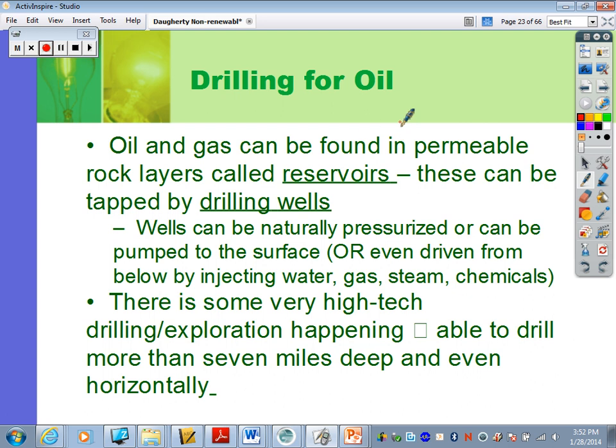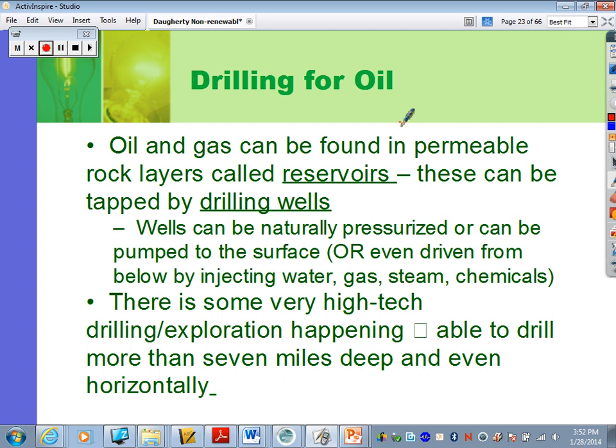Okay, so drilling for oil. It says oil and gas can be found in these permeable rock layers called reservoirs, and they can be tapped by drilling wells, which we've looked at some pictures of earlier. These wells can be naturally pressurized, meaning there's built up pressure, so you could just tap a hole into it and the oil would come flowing up on its own, or they can be pumped to the surface. Or they can even be driven from below by injecting water, gas, steam, and chemicals.